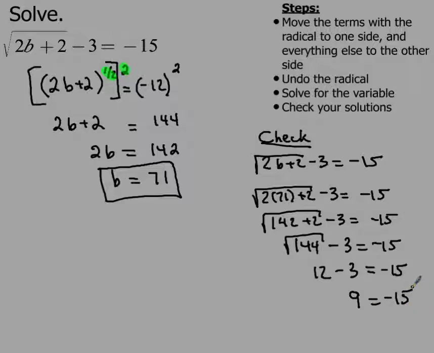So check that out. I get an answer, but it does not work. So this answer, b equals 71, is actually extraneous. So there is no solution to this equation.